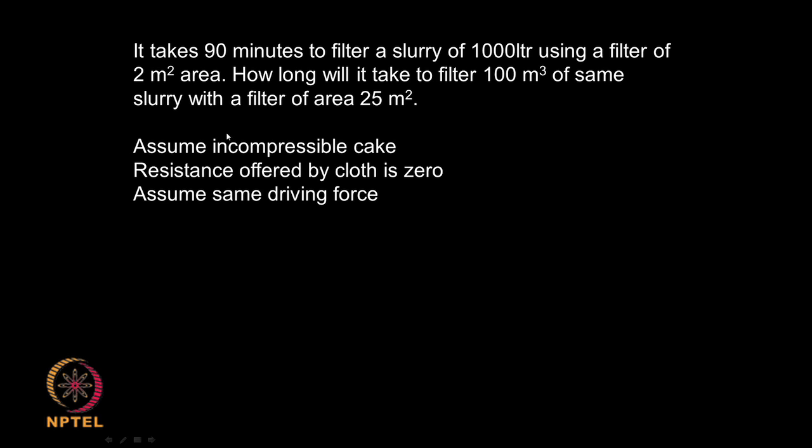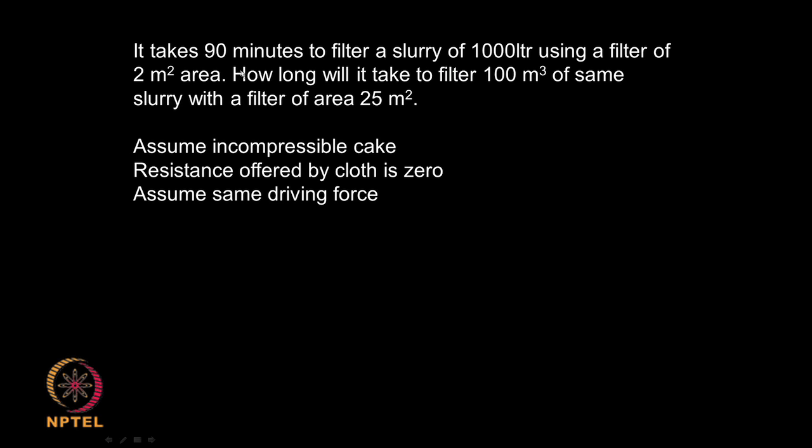So let us look at a simple problem. It takes 90 minutes to filter a slurry of 1000 liters using a filter of 2 meter square area. How long will it take to filter 100 meter cube of the same slurry with a filter area of 25 meter square? So we have increased the quantity that needs to be filtered, that means V has increased. We have increased the area from 2 meter square to 25 meter square. Originally it is 90 minutes, how long will it take? The cake properties are the same. It is an incompressible cake. The resistance offered by the cloth is also 0, and we will assume the same driving force.